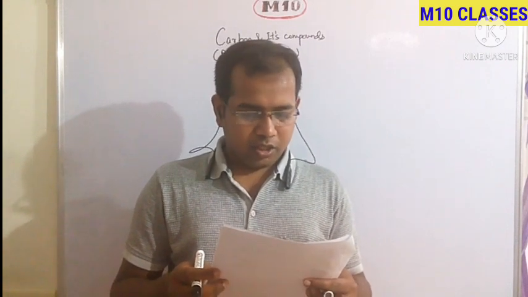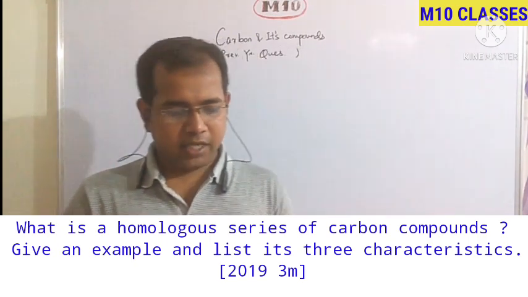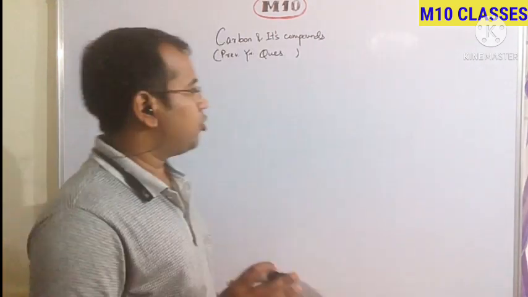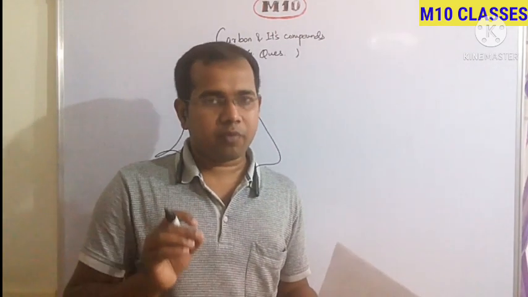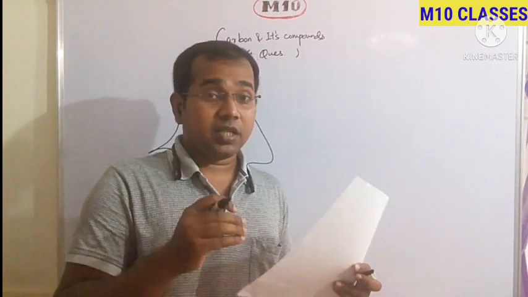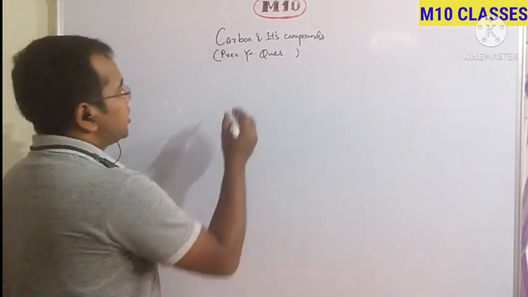Next. What is homologous series of carbon compounds? Give an example and list its 3 characteristics. Okay. Homologous series, as I have told you, these are the series of carbon compounds which have similar chemical properties, but each successive element varies by a CH2 unit. So what are the characteristics?